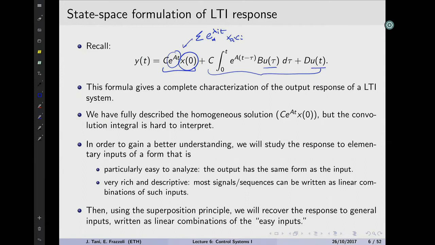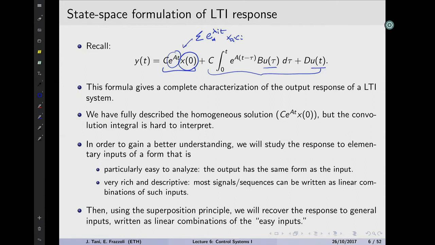So we have a strategy for this. Our strategy is the following. Let's try to figure out this second nasty term for a simple input signal, where simple means that it provides us some insight on the system. And then let's leverage the fact that the system is linear. Being linear means that there is the superposition principle: if I know the output associated to an input, and I know a bunch of outputs associated to a bunch of inputs, then if I send an input that is the sum of all these elementary inputs, the output is going to be the sum of the elementary outputs.